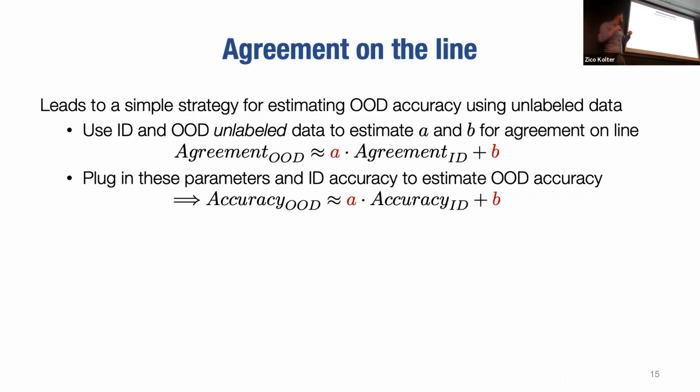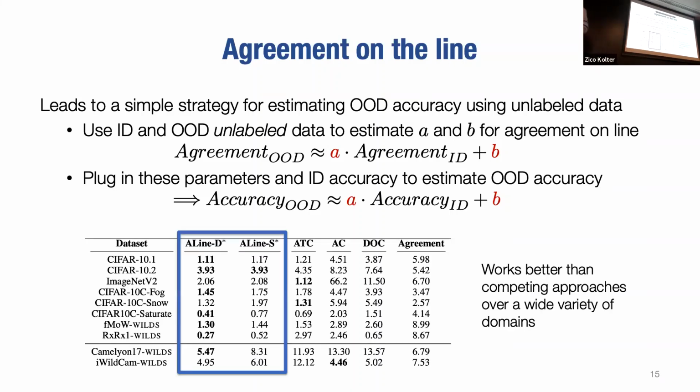Once you've estimated those, assume they're the same for accuracy and for agreement, and just plug in the in-distribution accuracy, which you can compute, to get an estimate of the out-of-distribution accuracy. And as far as methods go for estimating performance of classifiers out of distribution, this works surprisingly well. We compare to a lot of other methods people have developed for evaluating the performance of classifiers with only unlabeled data.